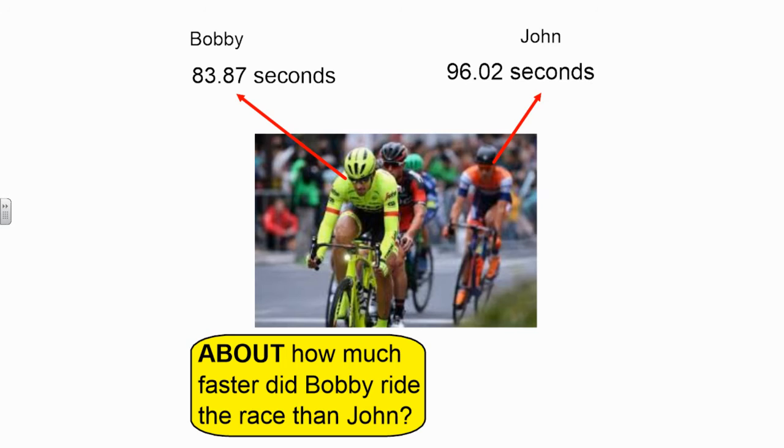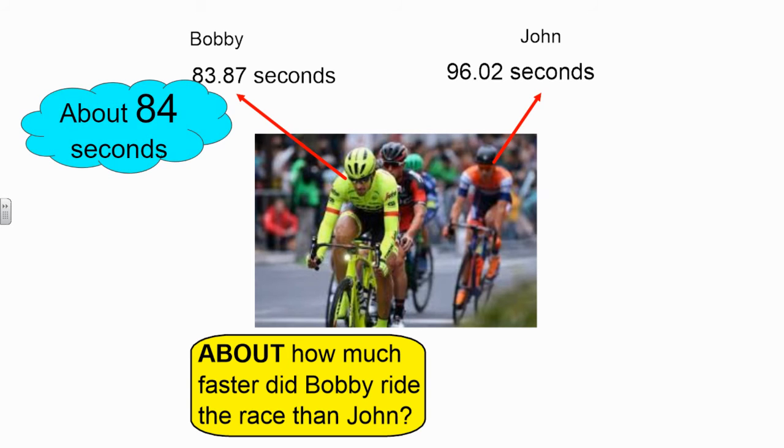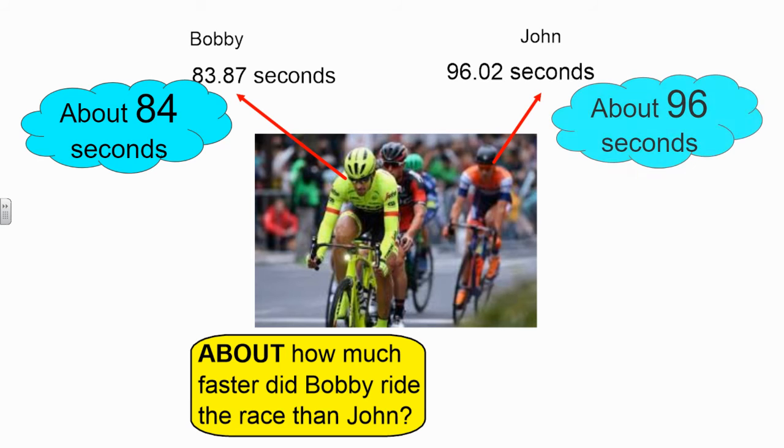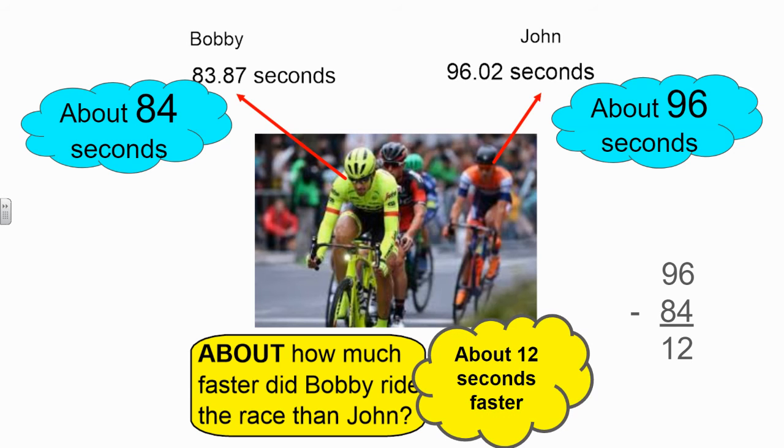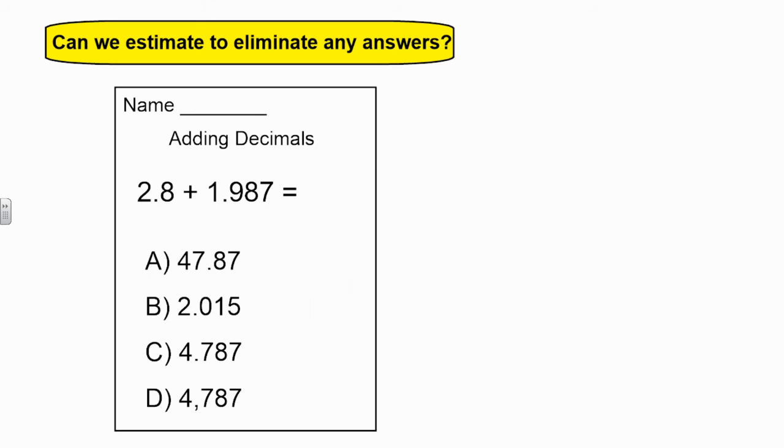Here's another example. We got some bike riders here, and we have Bobby and John, and Bobby clearly rode the race faster than John. Bobby ran the race in about 84 seconds. John ran the race in about 96 seconds. If we want to know how much faster Bobby rode, we're looking for the difference between their times. Difference means subtraction. So 96 minus 84 would be about 12 seconds faster. I don't really need that exact amount here.